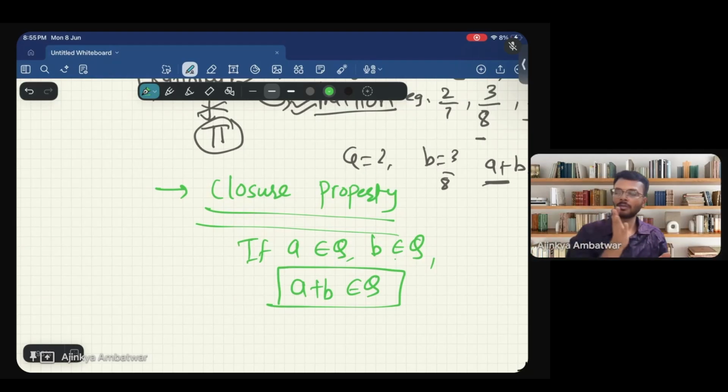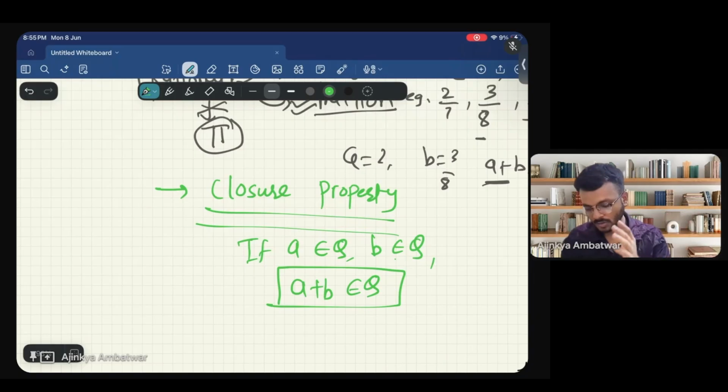No one can enter from outside. No one can leave the house. No one can enter the house. So if A and B are present inside the house, then the sum also should be present inside the house. It cannot leave the house. So the sum has to be a rational number only. This is a property of rational numbers called closure property.